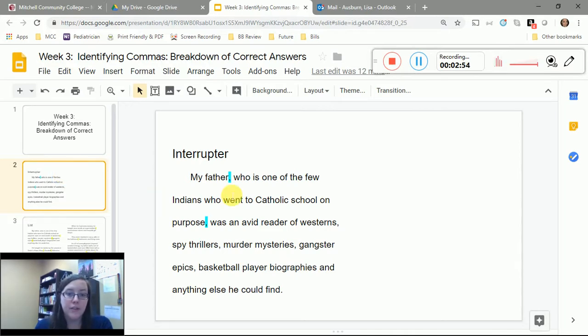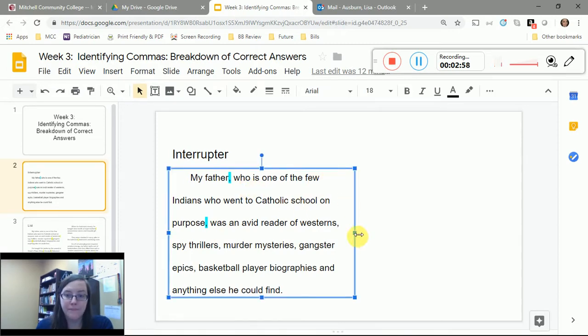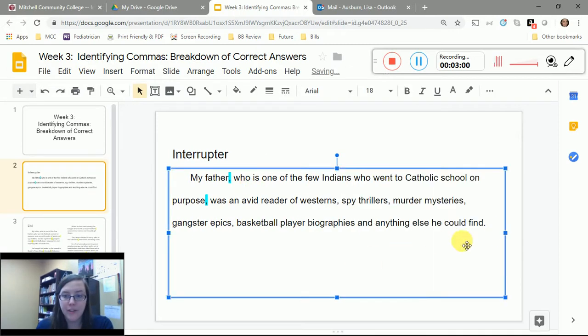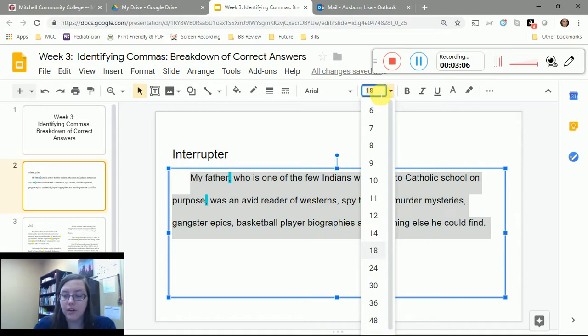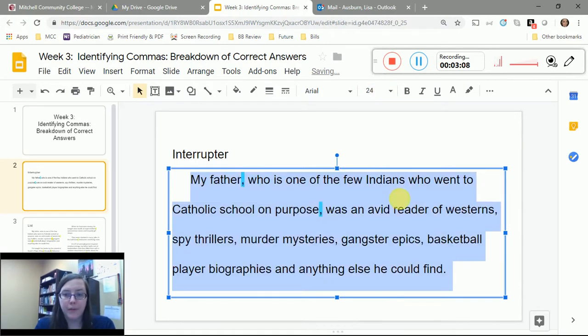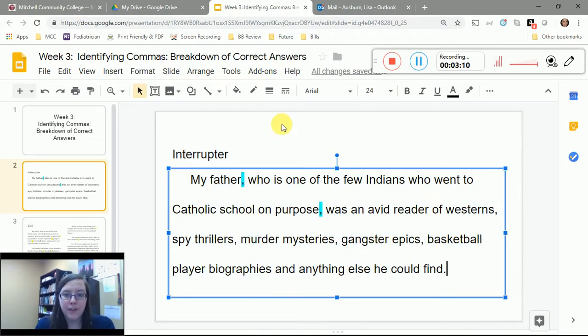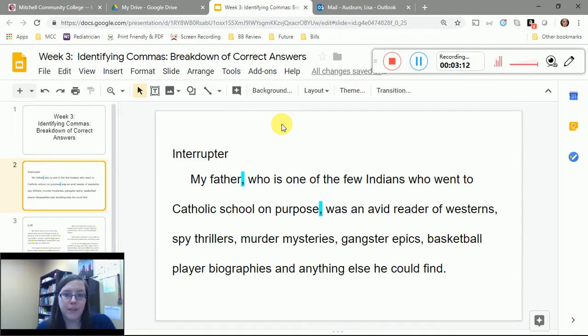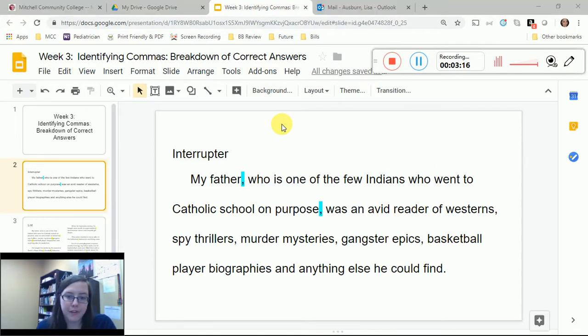I've highlighted the 2 commas in blue where you see the information, and I'm just going to make this a little bit bigger so that we can all look at it. I know maybe sometimes on your screen it's hard to see what we're working with here. So this is: my father, who is one of the few Indians who went to Catholic school on purpose, was an avid reader of westerns, spy thrillers, murder mysteries, gangster epics, basketball player biographies, and anything else he could find.